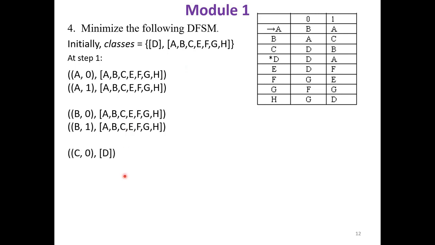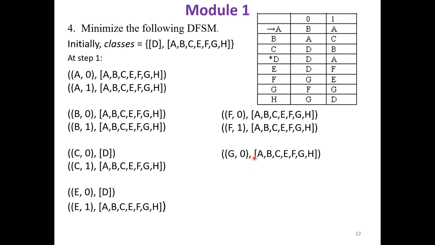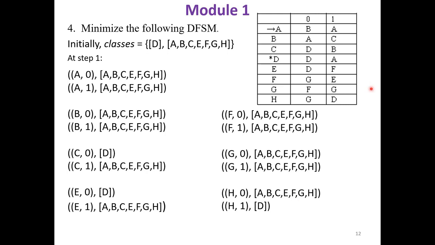Similarly, we have to find out for C0. C0 is going to D, class 1. C1 is going to class 2. E0 to class 1, E1 to class 2. F0 to class 2, F1 to class 2. In that way we have to find out for all the states. Once we have obtained this for all the states, we have to find whether there is a pattern.